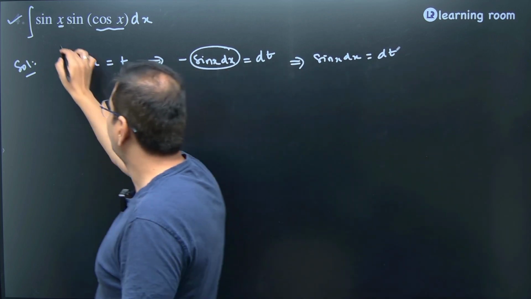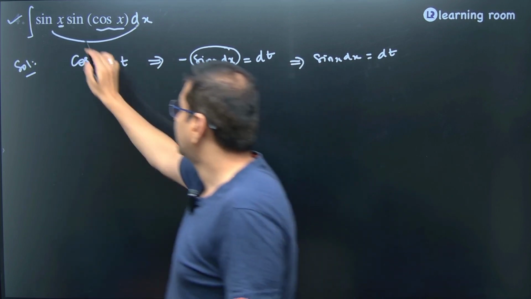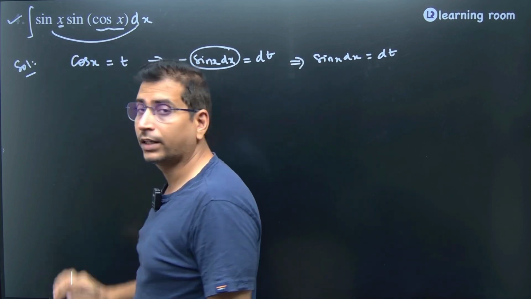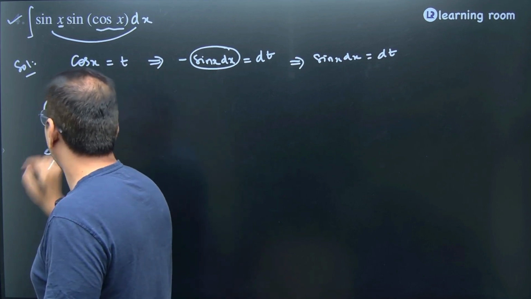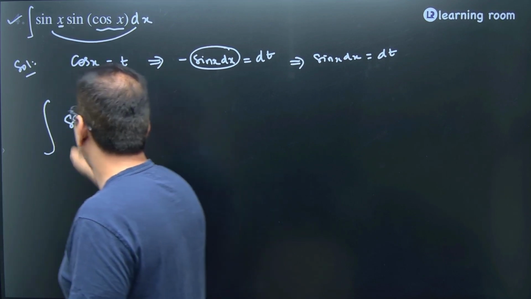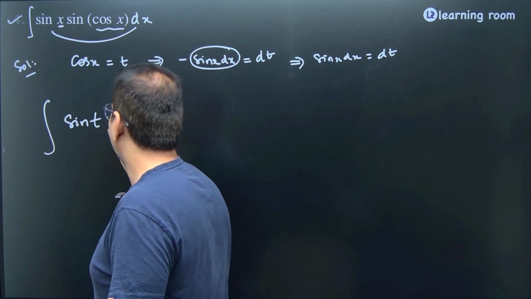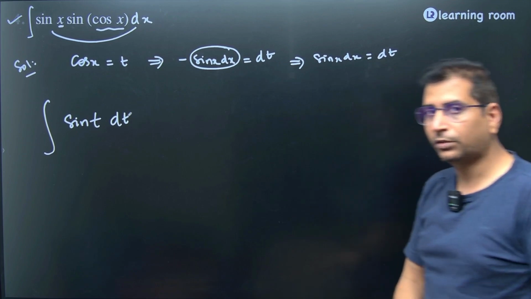Now observe the question. Sin x dx, we can write it as dt. Sin of cos x, in the place of cos x, we can write it as t. So the whole question will get converted as sin t, with sin x dx written as dt. So I hope it is clear.